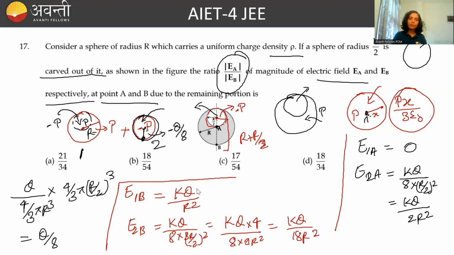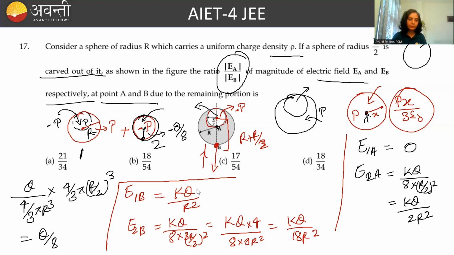Okay. Now E1B is this, E2B is this. What will be the value of the net electric field at point B? Again, I have told you that system 2 has a negative charge. So at B, the electric field because of system 1 will be outward and because of system 2 will be inward. So they will get subtracted. What will be the EB?